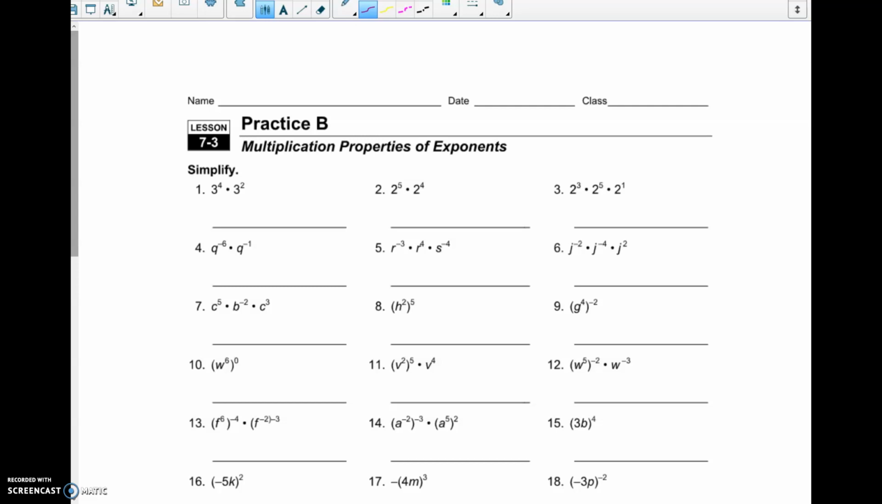Okay, so we're going to be multiplying properties of exponents. We've already taken notes and you've done an assignment. So what we're going to do is go through that assignment together, and then after that we're just going to review a little bit more, and then you'll get some more work to do.